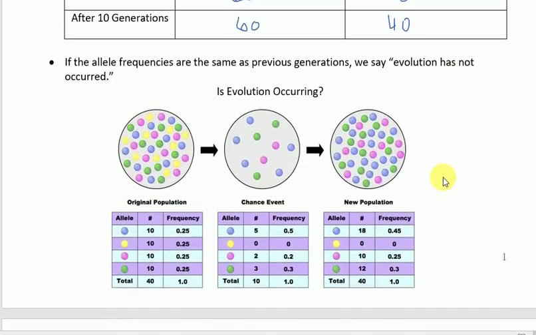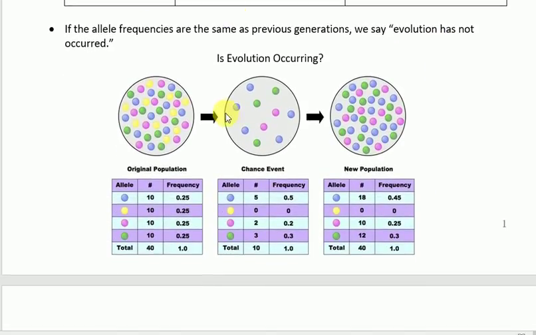So let's look at an example here. So in this image, you have to look at the original population, and you can see that they've counted up all of the different alleles for you and given you the frequency. And then some sort of chance event occurs, and there's now a new population. So you have to look and compare the numbers, and we can see that for the most part, those numbers have changed. So is evolution occurring in this image? Yes.